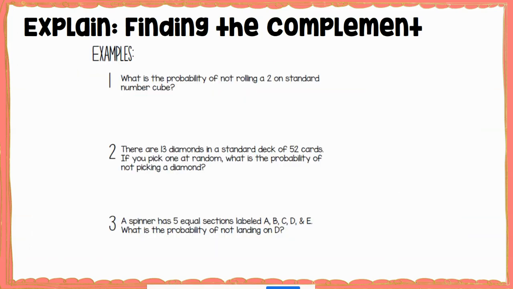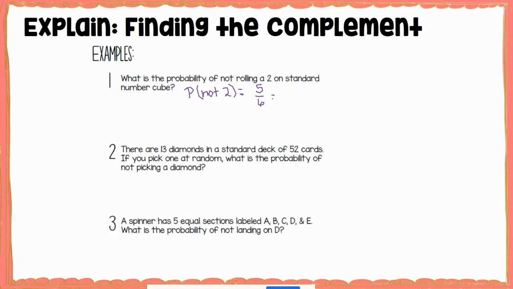So the examples say, what is the probability of not rolling a 2 on a standard number cube? Well, if I think of my number cube, it has 6 numbers, and the ones that are not 2 are 1, 3, 4, 5, and 6. Well, that is 5. So the probability of not rolling a 2 is 5 numbers on this number cube that are not 2 out of 6 total on the number cube.